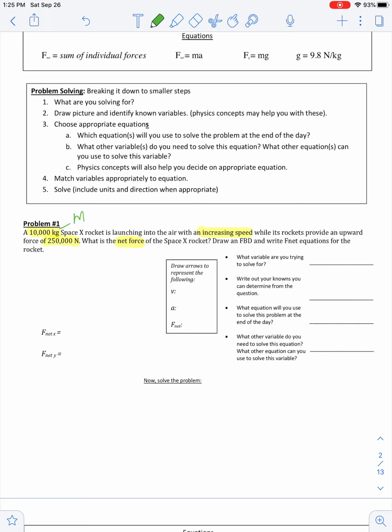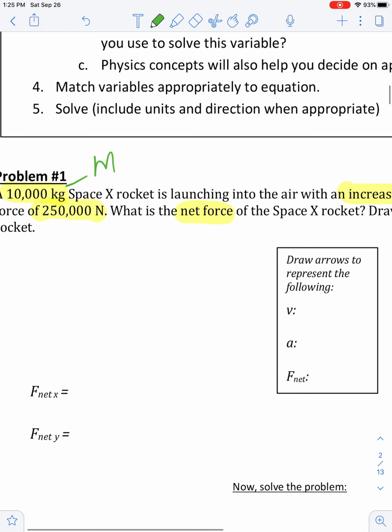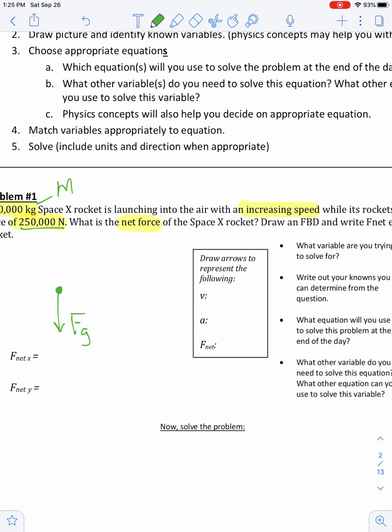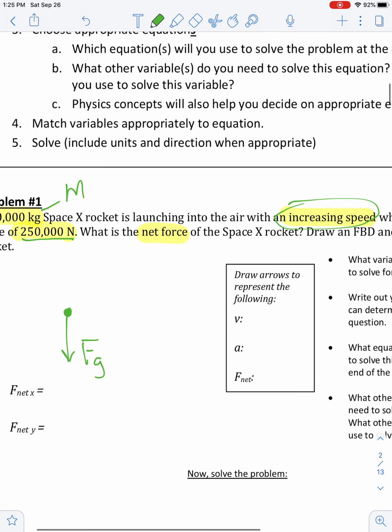So similar to our explanations, we're going to start with an FBD. So I have a rocket. It's launching into the air, so it probably isn't on a surface, but it has weight, and it also has a push force pushing it upward. That's what this number is here, 250,000 newtons. Since it's increasing speed going up, I'm going to make that arrow longer. So the FP up is bigger than the force of gravity. It's moving up and speeding up, so these two are both going up, and that means the net force also has to be up. So in the x direction, I have nothing.